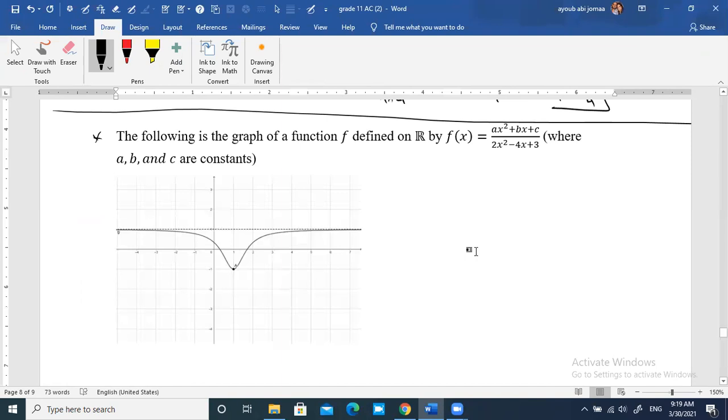Here we have to find a, b, and c for the solution. Okay. In order to find a, b, and c, here we have three unknowns: a, b, and c. It means that from this graph you have to write three pieces of information. From this graph you need three pieces of information.